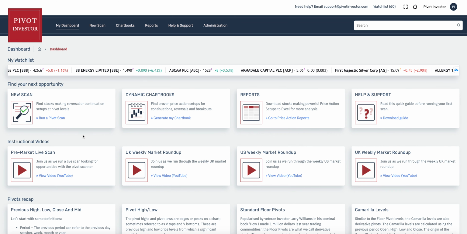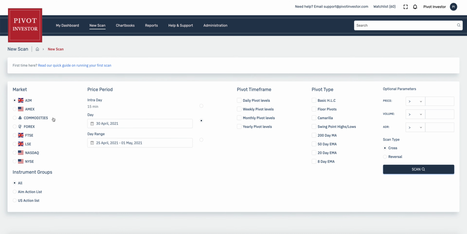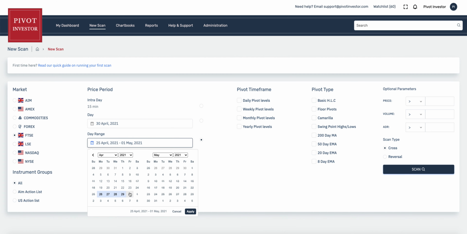Okay, so I'm going to run a new scan. So run a pivot scan. I'm looking for opportunities, perhaps on the FTSE market. And I typically look for the previous week's range. So here I'm going to select the 26th to 30th of April.